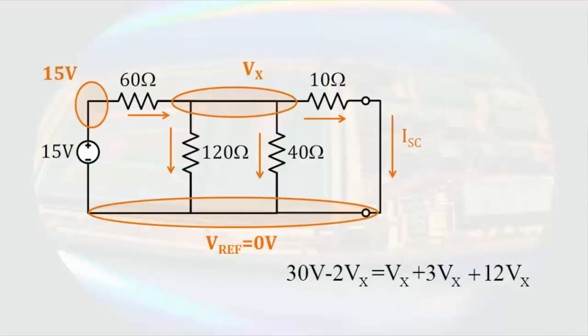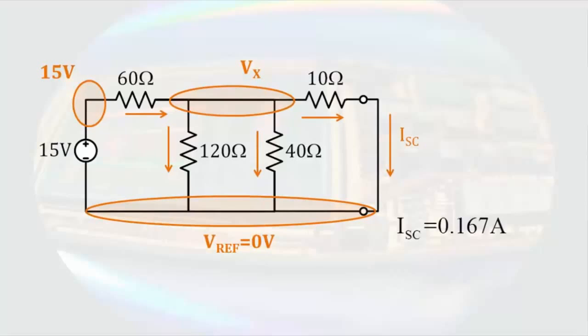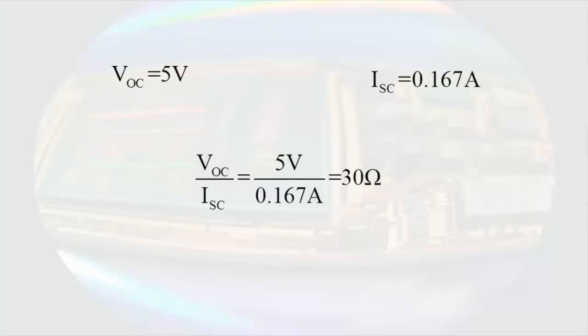Multiplying through by 120 ohms, we get this. Combining terms and solving, we get 1.67 volts. The current can then be written as Vx minus 0 divided by 10 ohms, resulting in a short circuit current of 0.167 amps. So we have an open circuit voltage of 5 volts and a short circuit current of 0.167 amps. We take the ratio of these two values, and we get a resistance of 30 ohms.